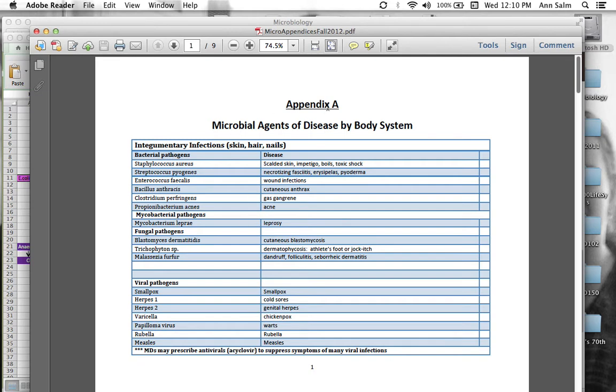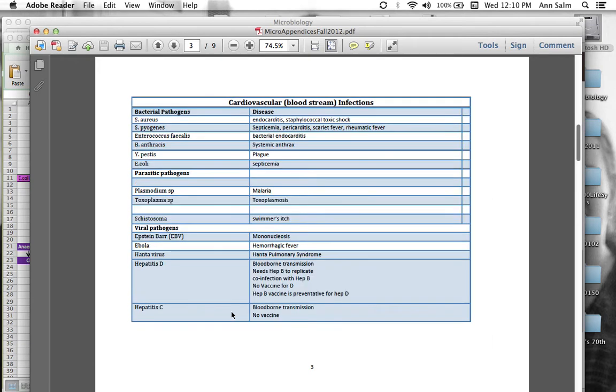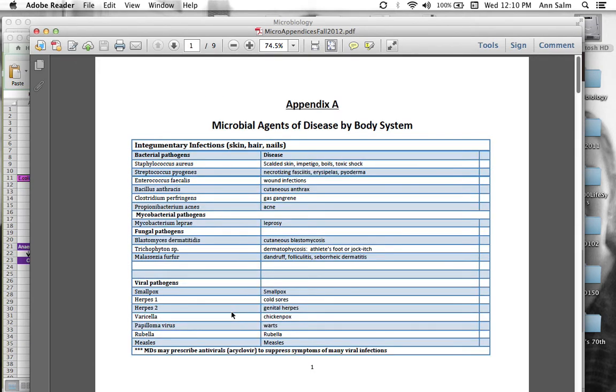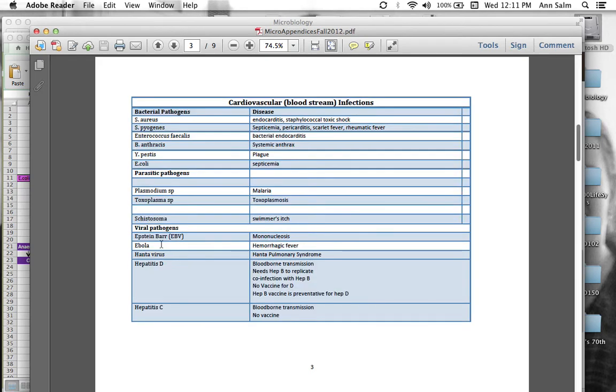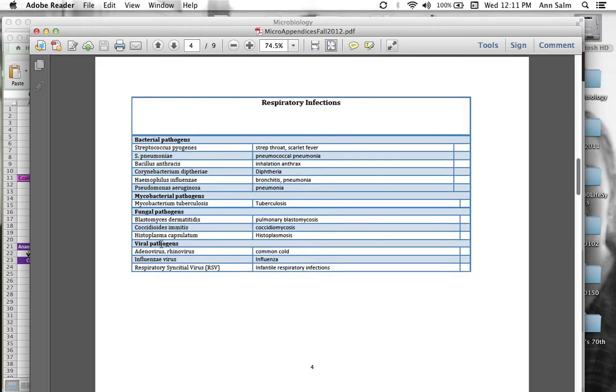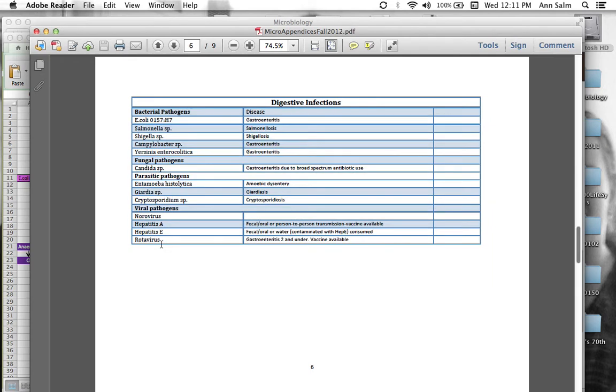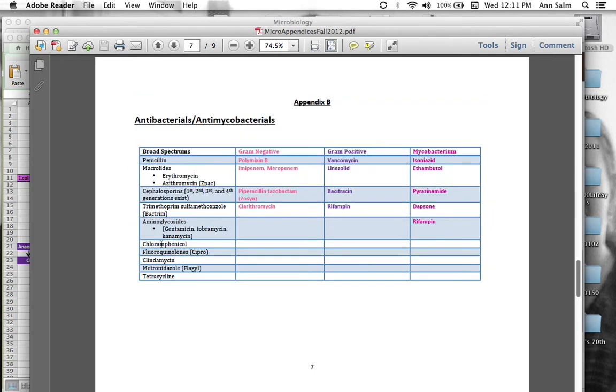So they're organized according to the organ system. These would be skin pathogens. And then over the next coming weeks, the second half of the course, we'll be talking about fungal, parasitic, and viral pathogens as well. So as you page through this appendices, you'll see that the next page is central nervous system pathogens, again, bacterial, fungal, parasitic, and viral. Cardiovascular pathogens, respiratory pathogens, urinary and reproductive pathogens, digestive pathogens.